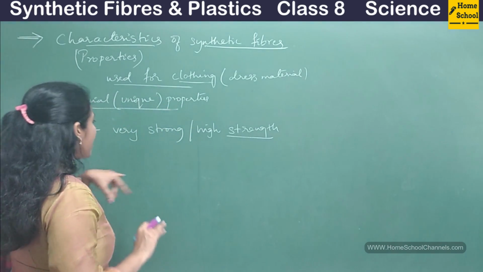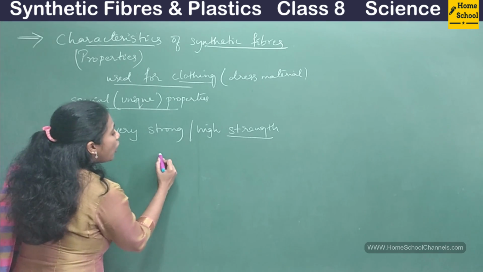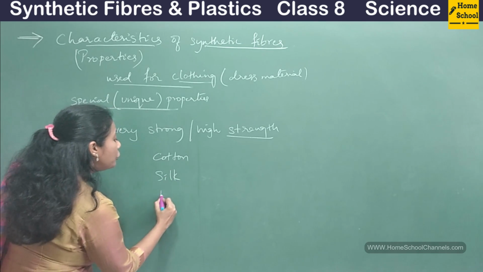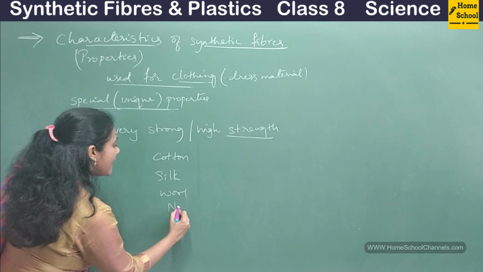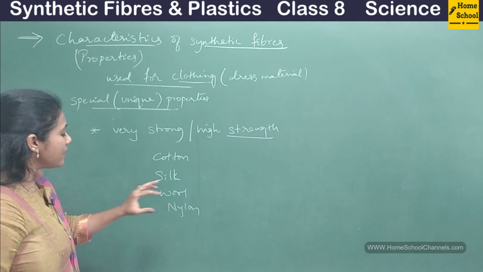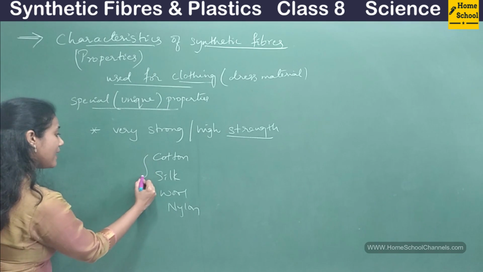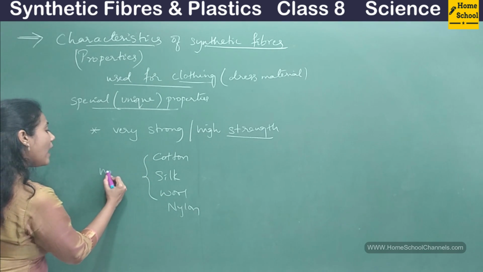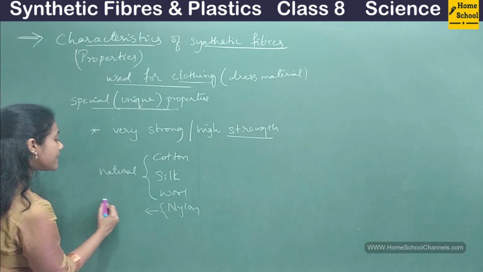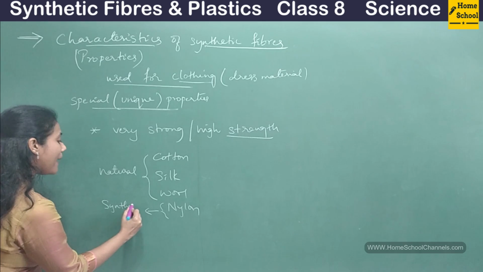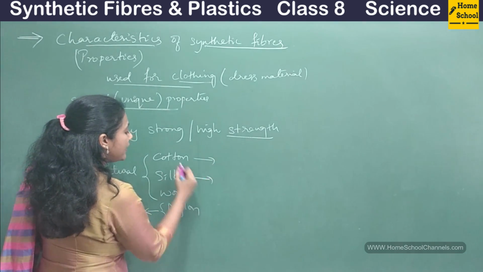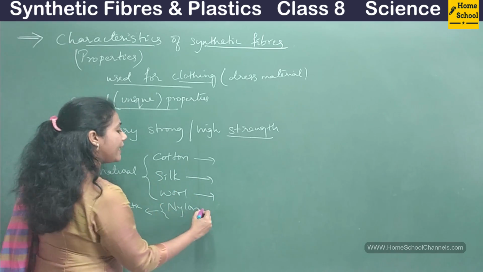Now, if I ask you a question, like we have cotton, silk, wool, and nylon, which of them are natural fibers and which are synthetic fibers? Yes, our cotton, silk, wool are natural fibers, whereas our nylon is a synthetic fiber, right? Man-made fiber.